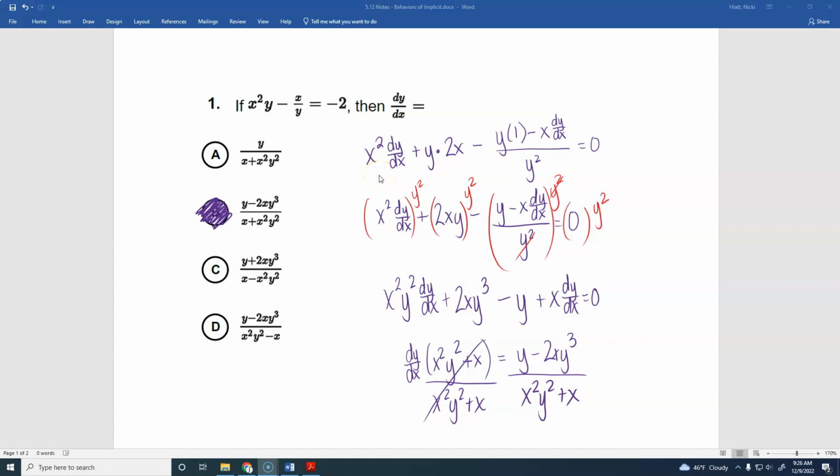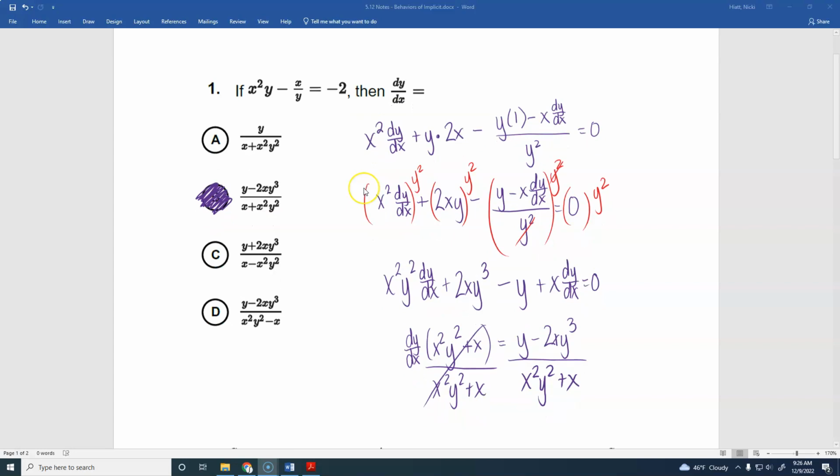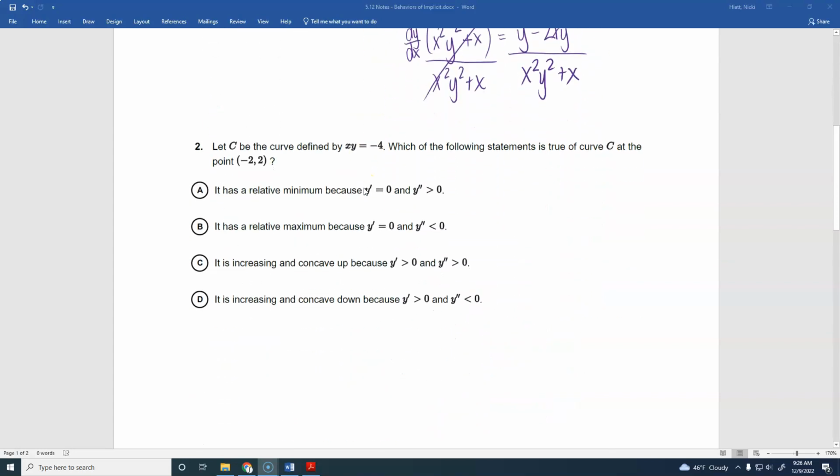That's not really this section. It's just review on doing implicit differentiation, because we were going to have to use that on our other problems.